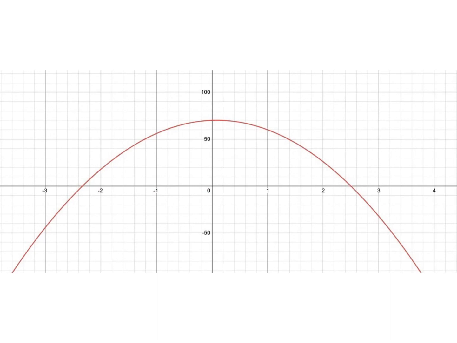So it's true that those are the zeros of the function, meaning the places where the graph crosses the x-axis because y is equal to 0. That's all you need to know.